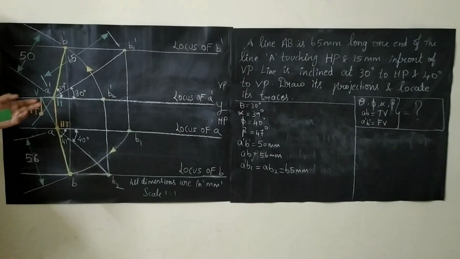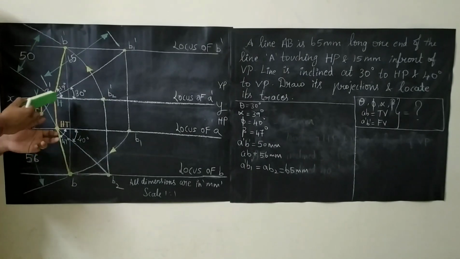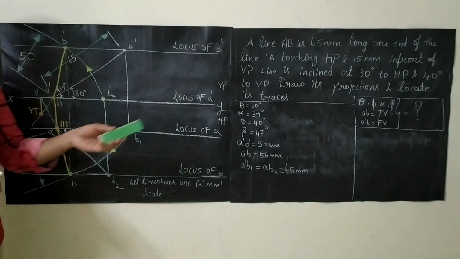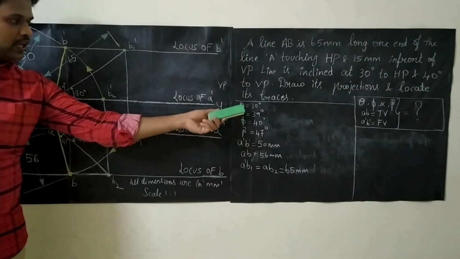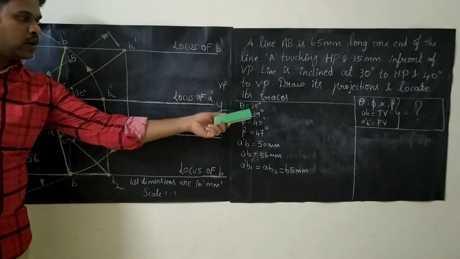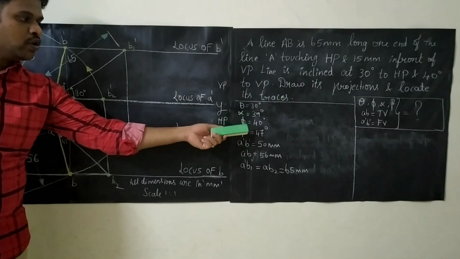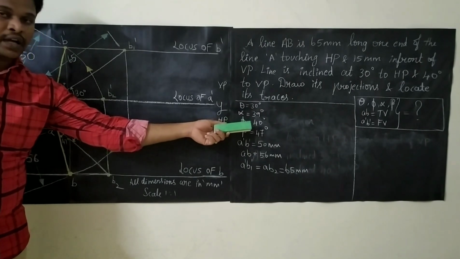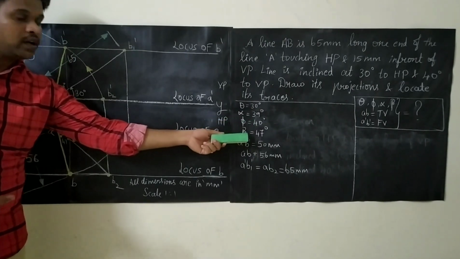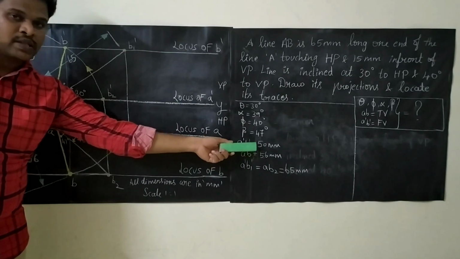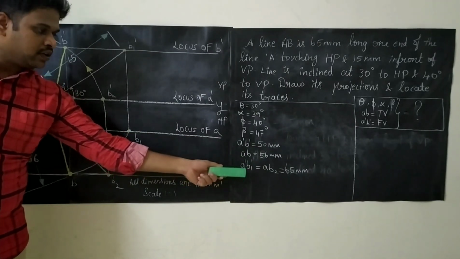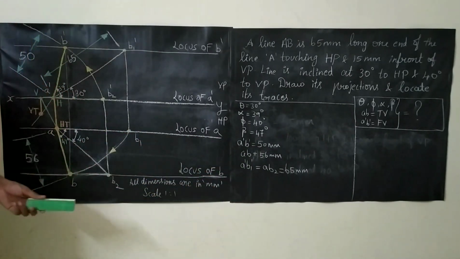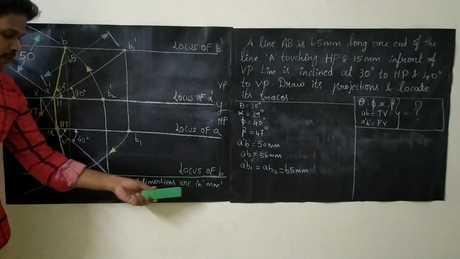Whatever you measure, whatever answer you are getting, measure it, and finally put a box like this. So theta will be the angle for true length, alpha for your front view, phi for your true length angle, and beta for your top view. A dash B dash is your front view, AB is your top view, and this one is your true length. And finally you need to write: all dimensions are in scale 1:1.